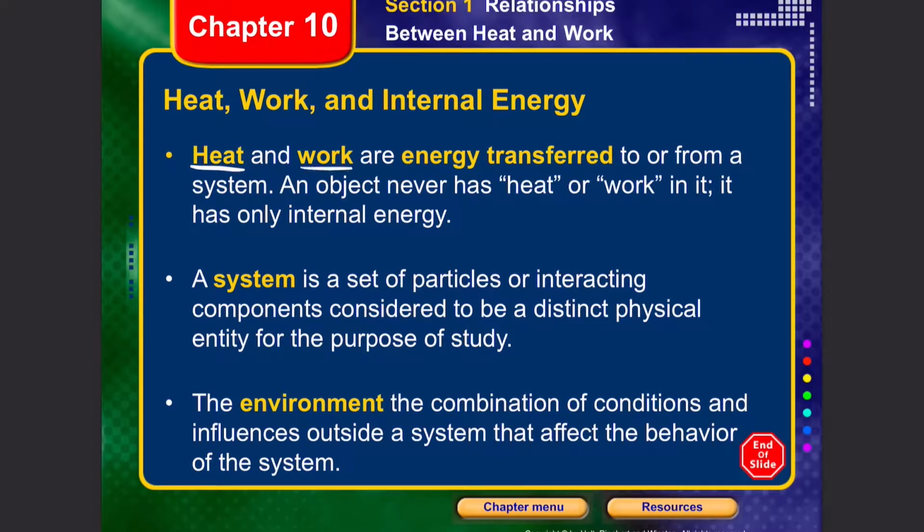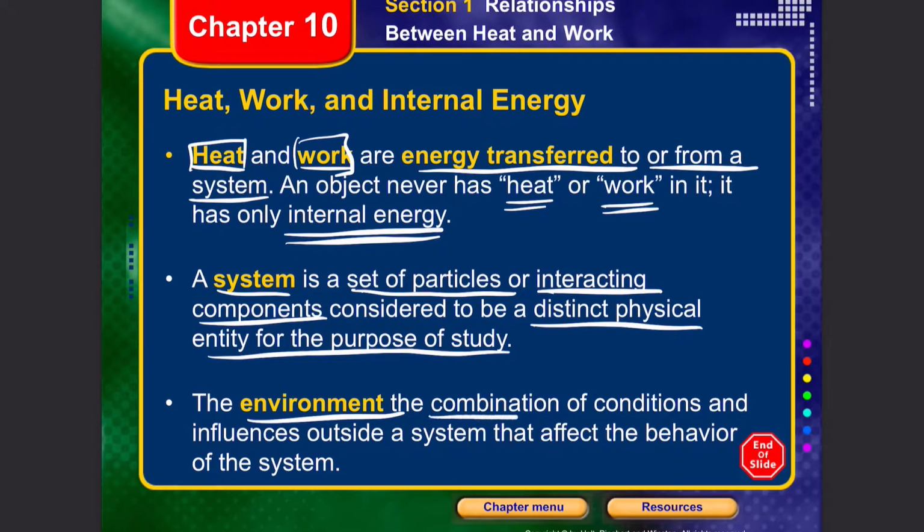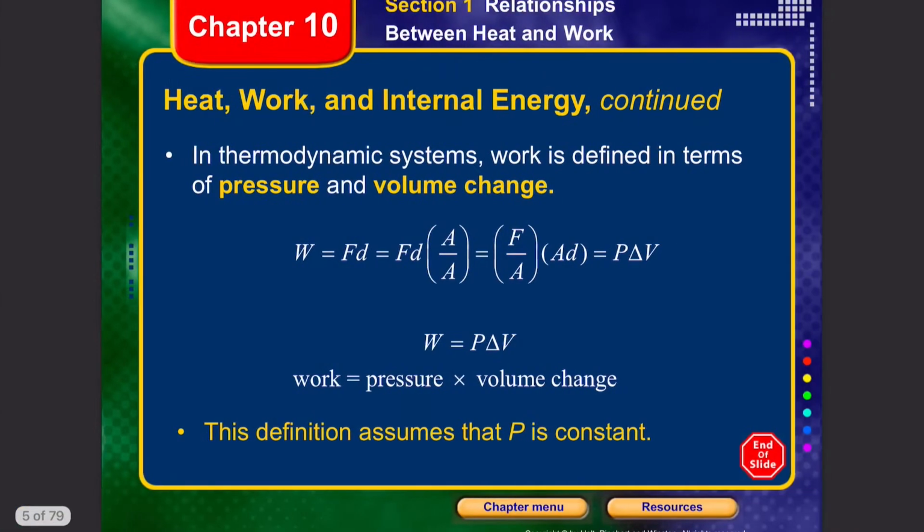Heat and work are energy transferred to or from a system. An object never generally has heat or work in it; it only has internal energy, but the way it gets transferred is in the form of heat and work. A system is basically a set of particles or interacting components considered to be a distinct physical entity for the purpose of study. The environment, the combination of conditions and influences outside a system, can affect the behavior of the system. In thermodynamic systems, we generally define work in terms of pressure and volume change.